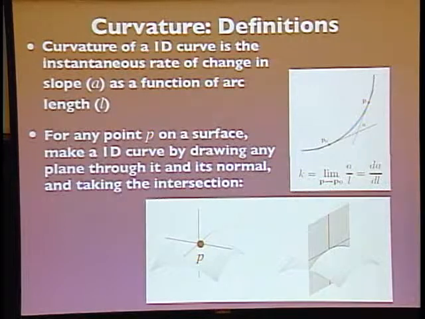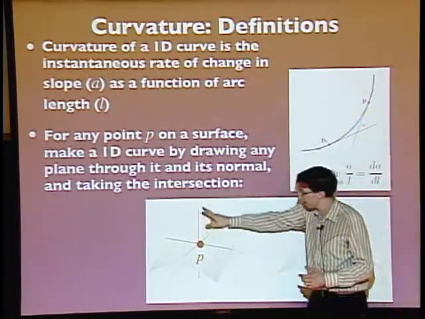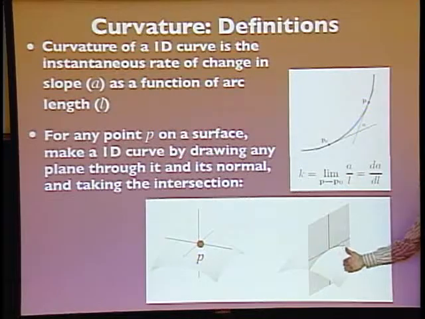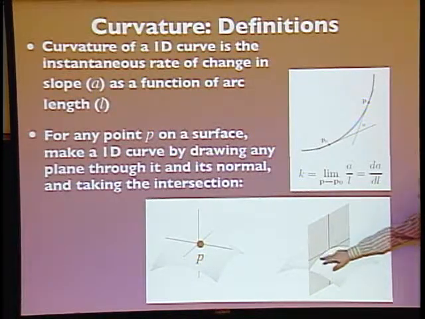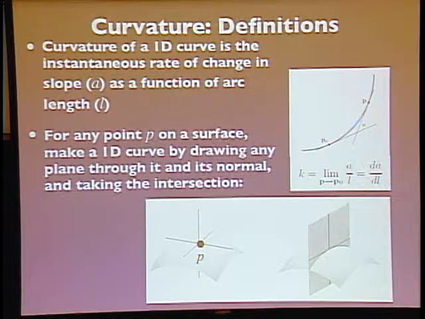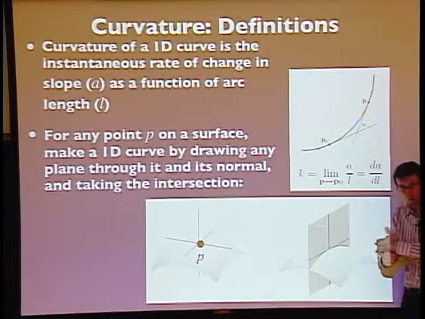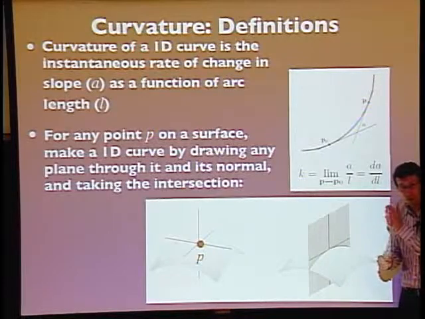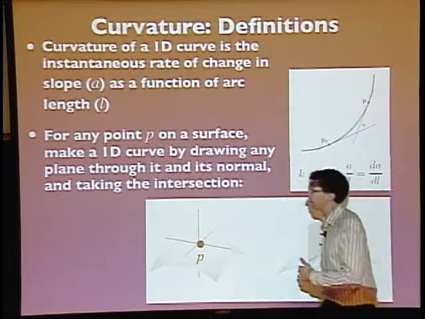For every point on the surface, we can intersect it with a plane that goes through the surface normal, which is this direction. If we get the intersection of that plane and the surface, we'll get some contour that looks like this, and we can calculate the curvature of this curve using this formula. This plane is arbitrary. You can spin it around so that it is always going through the surface normal and always intersecting the surface. For each one of those orientations, you will get a different curve, and therefore a different curvature.